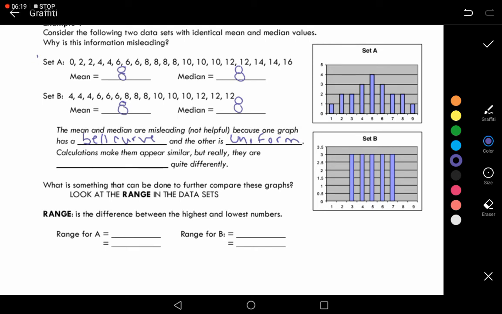So this first graph here, we can see this is what we call a bell curve that I've just drawn, not so greatly. Okay, so that's a curve, whereas we can see here that 3, 4, 5, 6, and 7 are all happening 3 times, so we just have a straight line across there. Okay, so A is the bell curve and B is uniform. Calculations make them appear similar, but really they are spread out quite differently.